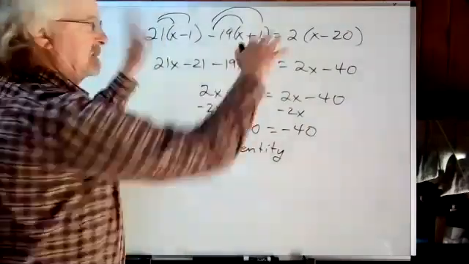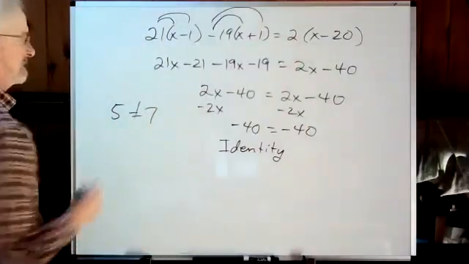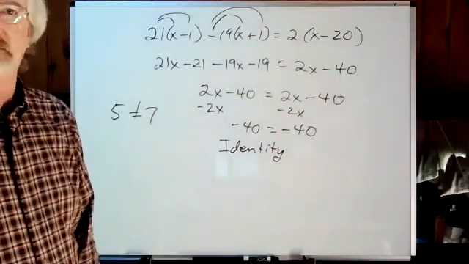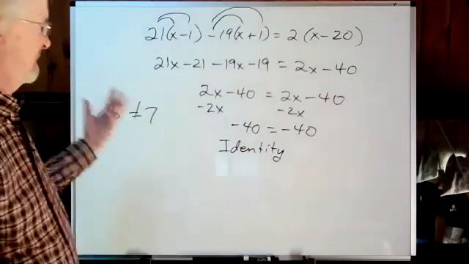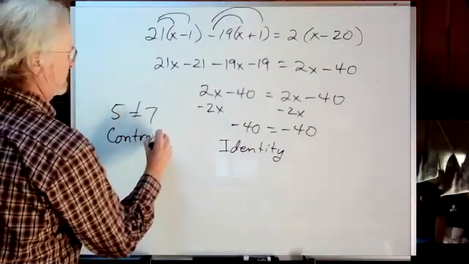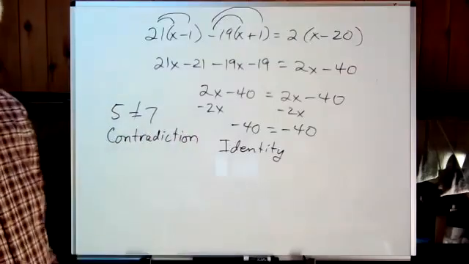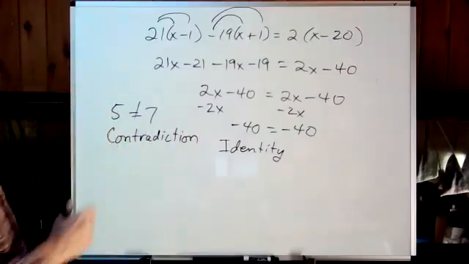If I did all this work and it boiled down to something like 5 equals 7, that's, you know, even without the variables, a false statement. That's the contradiction. I like to think that word has the negative connotation. You know, no solution.